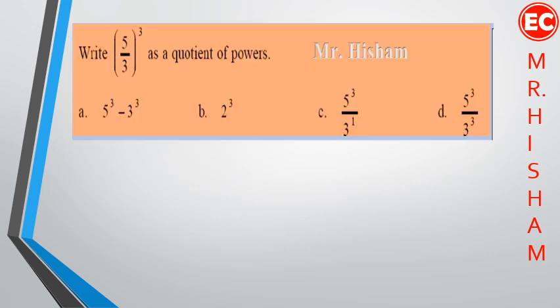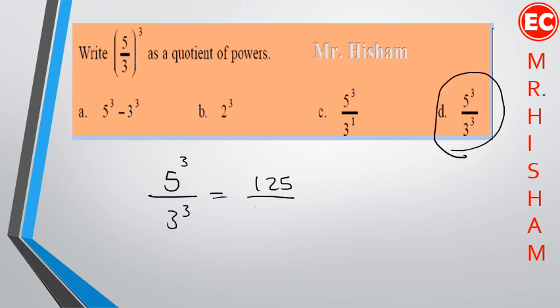5 to the power of 3 and 3 to the power of 3, which can be written as 5 power 3 and 3 power 3 after distributing the power. So the right answer is D. And you may write it as 125 over 27.